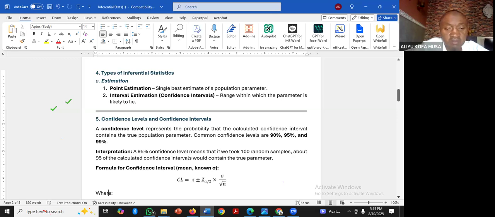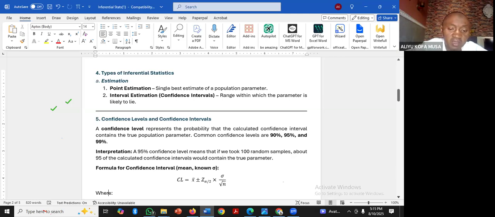Point estimate, which is normally what we have been doing in our descriptive statistics. So it's the single best estimate of the population parameter. That is the actual value, if you may use the words. But the confidence interval is likelihood. It's likely that the mean is going to be between this and that.